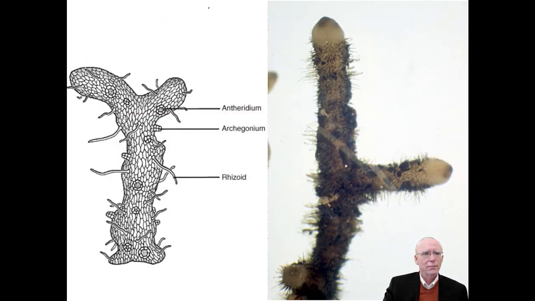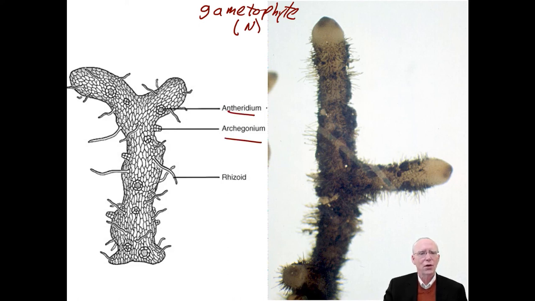Here's a gametophyte, a drawing on the left and a photograph on the right. This is a haploid structure. It originated from the spores, and it bears the antheridium and the archegonium. The antheridium, the male reproductive organs, and the archegonium, the female. So this is a gametophyte of a homosporous life cycle.